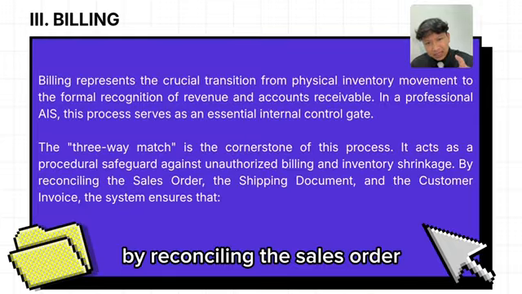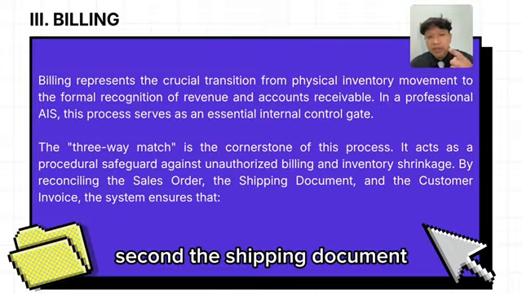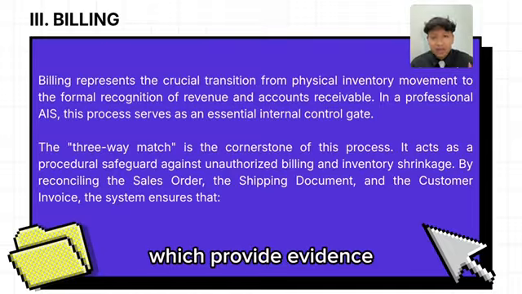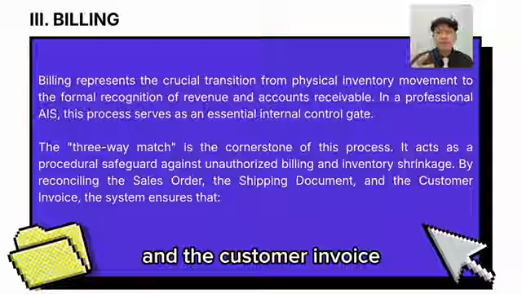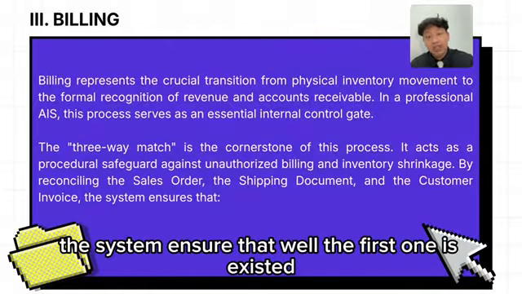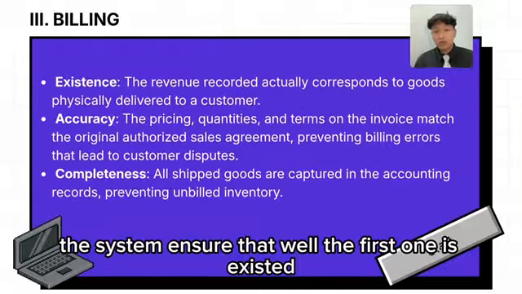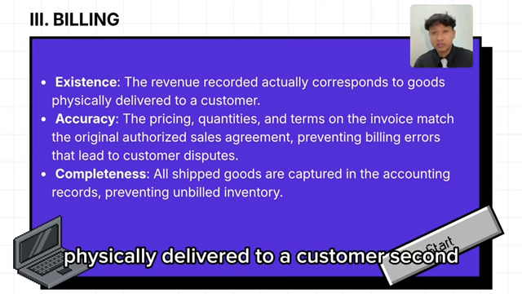By reconciling the sales order, which documents the authorization to sell; second, the shipping document, which provides evidence of the physical transfer of goods; and the customer invoice, which represents the financial claim, the system ensures that, first, existence: the revenue recorded actually corresponds to goods physically delivered to a customer.